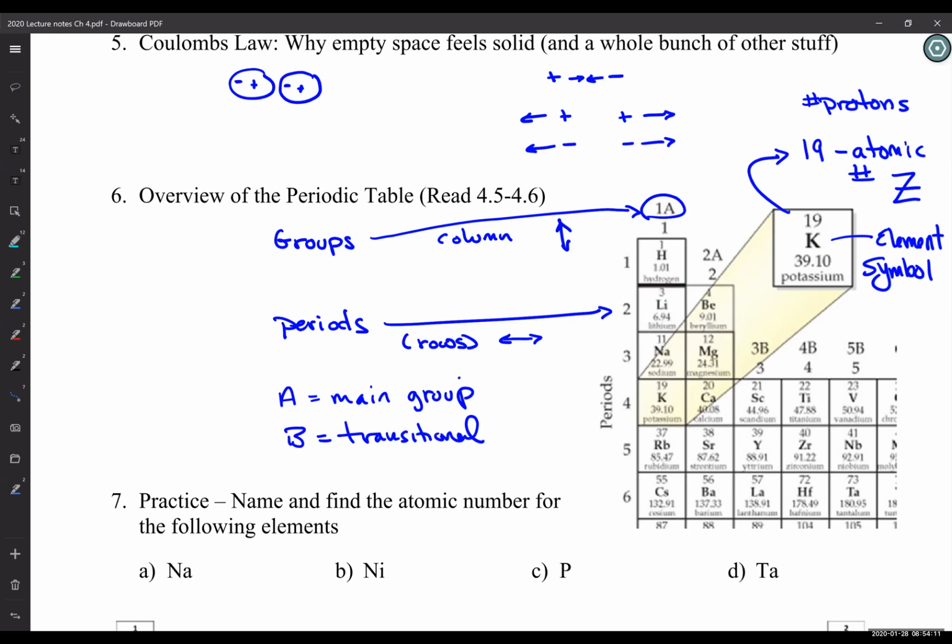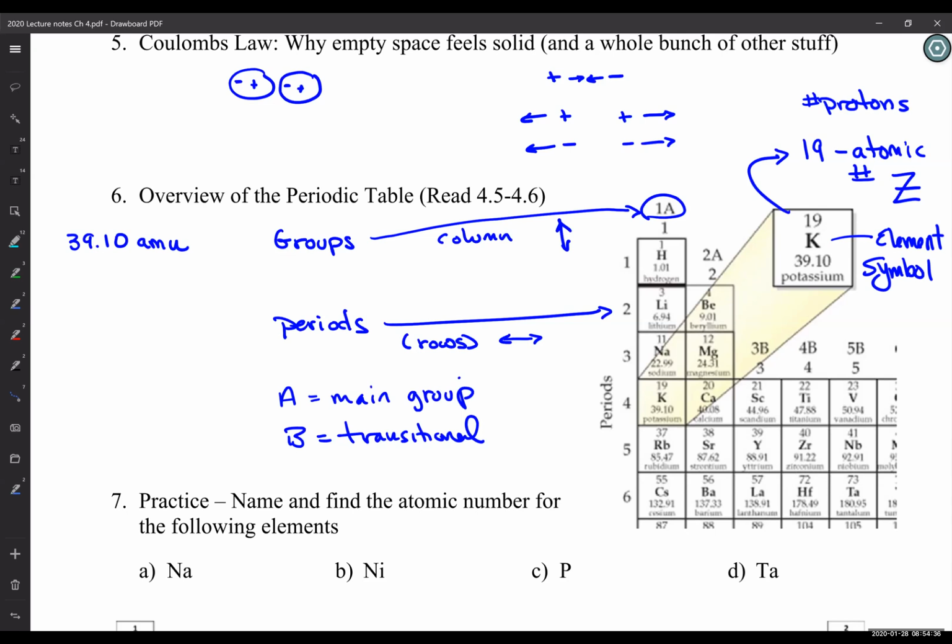Okay, so here's potassium. There's the name, right? But most periodic tables have the atomic number, the element symbol, and then this number. The 39.10, which I'll write over here, is in units of AMU. And we'll give some other units to it. But that's the average atomic mass.